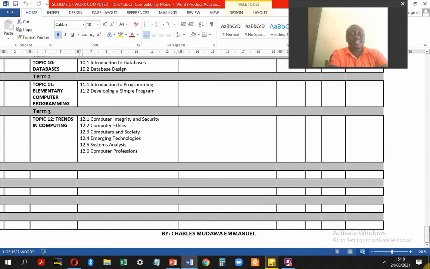At the end of the session in Senior 4, I will expect us to be ambassadors, thereby looking at the trends in computing. Here we shall look at computer integrity, security, and ethics. We look at computers and our society, and emerging technologies that we expect with computing. We look at system analysis briefly, and lastly, the computer professions that we expect you to pursue at the end of the course as a student of computer studies.